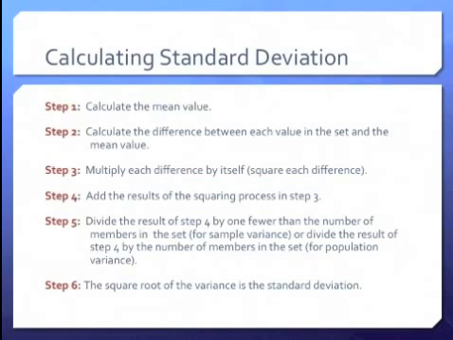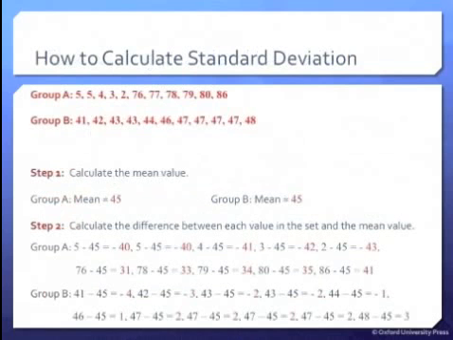Step 5. Divide the results of Step 4 by 1 fewer than the number of members in the set for the sample variance, or divide the result of Step 4 by the number of members in the set for the population variance. Then Step 6. Get the square root of the variance, either the population variance or the sample variance, and this will be your standard deviation. So let us calculate the standard deviation of the ages in the 2 groups we worked with.